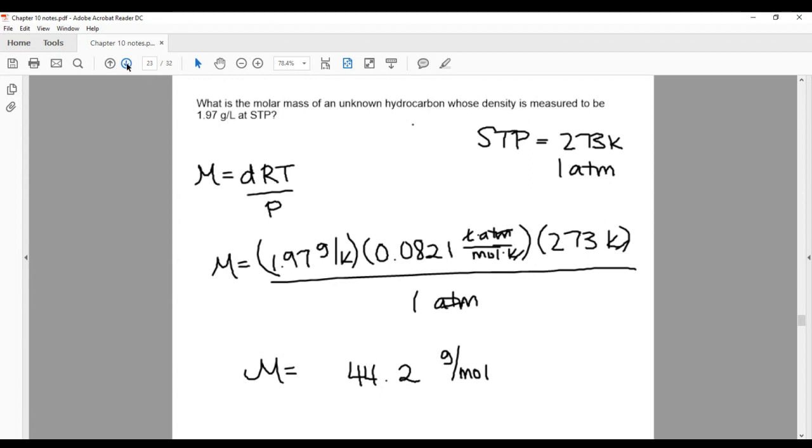So again, I just plug it in. 1.97 grams per liter times 0.0821 liter times atmosphere divided by mole Kelvin times 273 Kelvin divided by 1 atmosphere. My molar mass is 44.2 grams per mole. So again, don't freak out when you see this, and don't try to go to the periodic table and say, well, I don't know what my molar mass is because they tell me it's unknown. You can figure it out as long as you have density, temperature, and pressure, which you do.